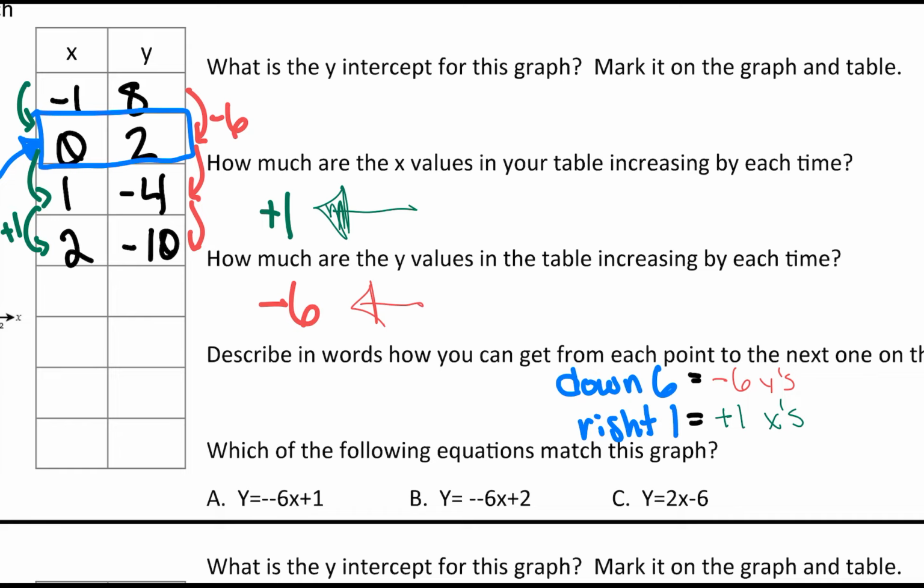Okay? Which of the equations match the graph? I'm going to tell you right now, it's not A. A, with that 1 here, that's telling me that 1 was our y-intercept. That's not true. Our y-intercept was 2, and we subtracted 6 down our table. So that's how we get letter B.